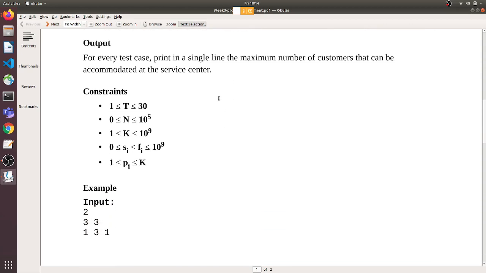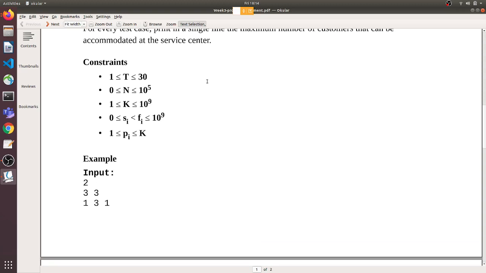And for every test case, you need to print the maximum number of customers that can be accommodated at the service center. That is for all the counters, and these are the constraints. The number of customers is less than or equal to 10 to the power 5, the number of counters is less than or equal to 10 to the power 9, si and fi are less than or equal to 10 to the power 9, and pi is definitely less than or equal to k.